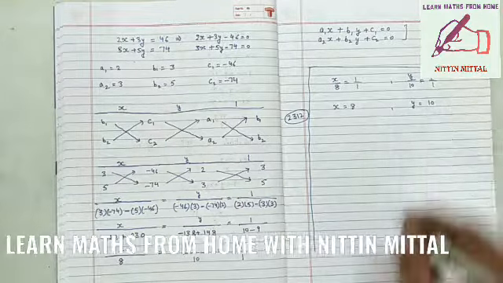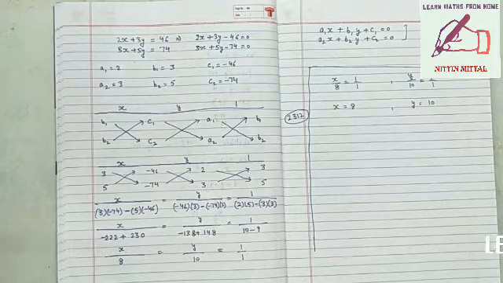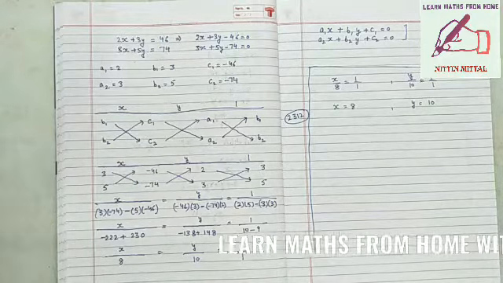Whereas in previous methods, if you notice, we used to get one variable's answer first, and then by using that answer, we used to get the value of the other variable, right? But in this method, you will get the values of both the variables simultaneously. So this is your cross multiplication method. Let me revise once again how to do it.